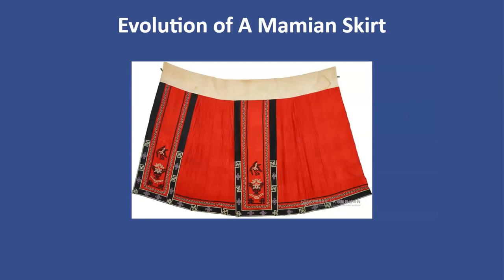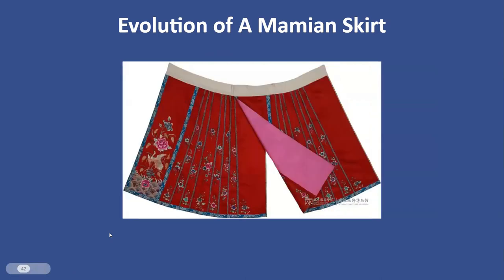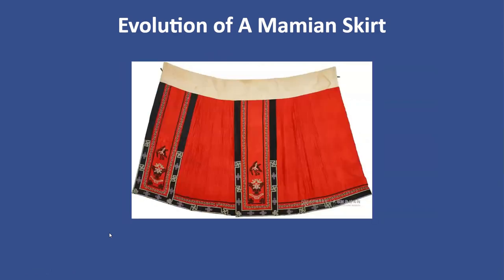So the most common skirt in the Qing dynasty was a mamian skirt, which consists of two identical sections. This one goes in the front, this one goes in the back, with pleats. These are very, very fine knife pleats, and when you wear it, you wrap it around you, so one is in the front and the other one is in the back. This is called a mamian, a horse face. This is a gold example, and you can see where it overlaps.